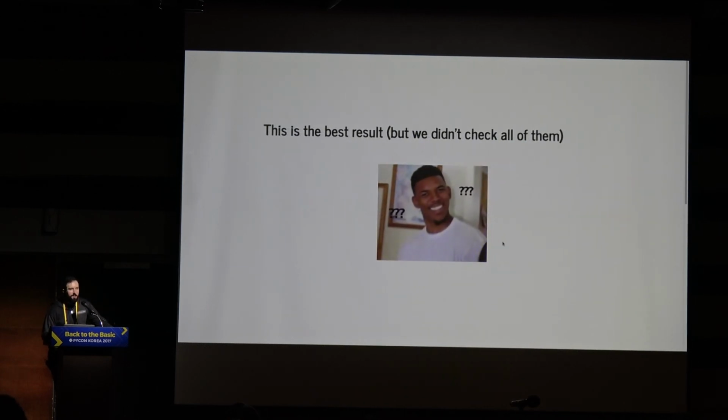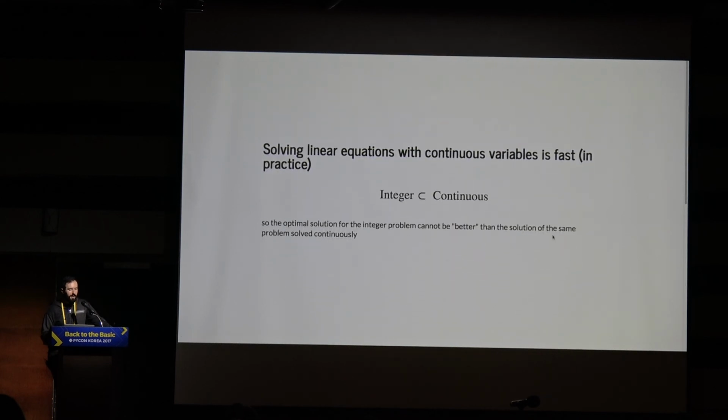So I think it's really interesting that these methods give you the best results without checking all of them, right? Like, how can I tell you it's the best answer when there are exponentially many answers that I should have had to have checked? And the way this works is actually really clever. It's because solving linear equations when the variables are continuous in practice is really fast. You can use what's called the simplex algorithm. And because the integers are kind of contained within the continuous, if you solve the problem continuously, there's no way that the integer solution is going to be better, right?